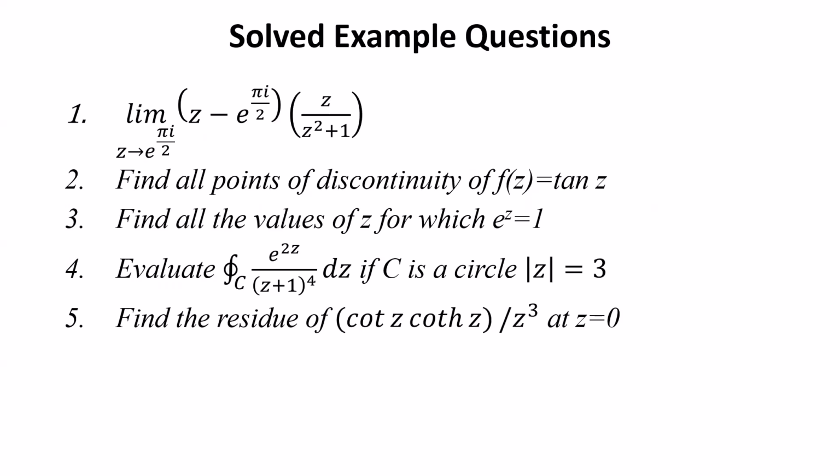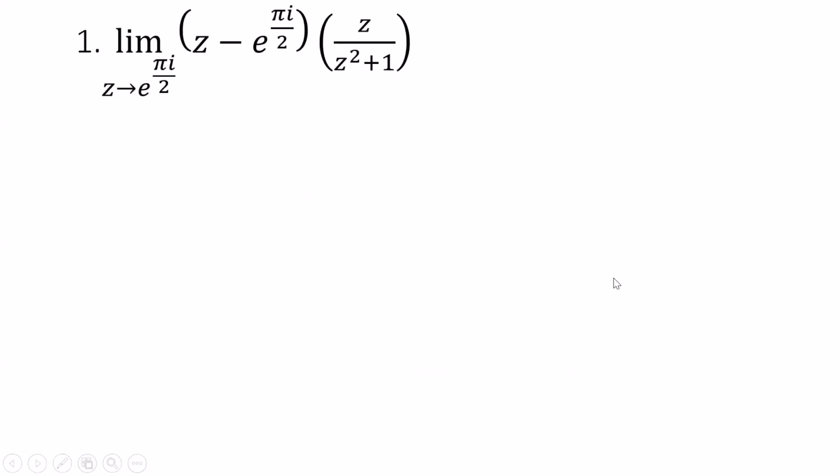Four, we have to evaluate the integral around the curve C of e^(2z) over (z plus 1) raised to power 4 dz, if C is a circle with |z| equals 3. And finally, number five, we have to find the residue of cot z over z cubed at z equals 0. Now, let's get started and solve these questions.